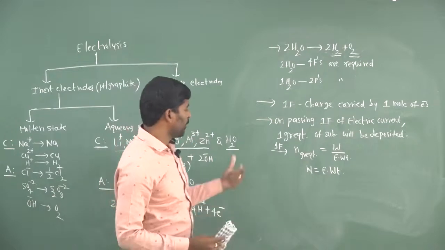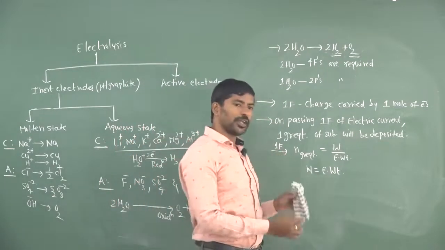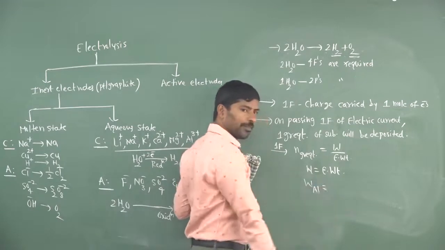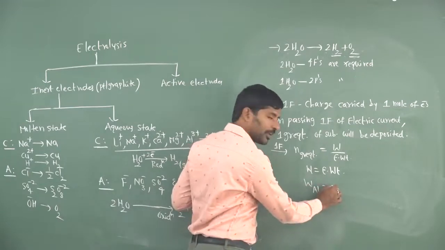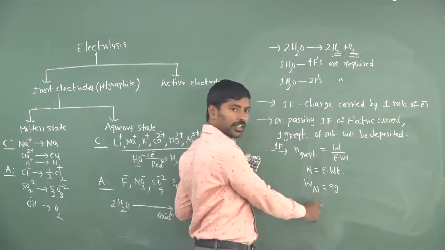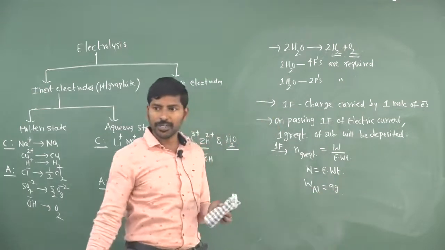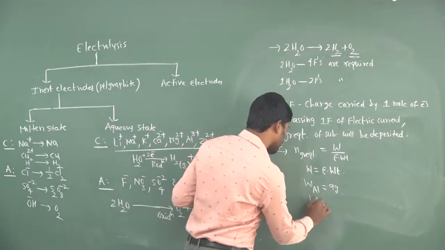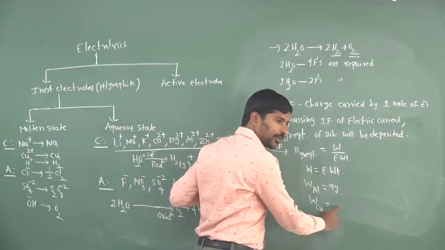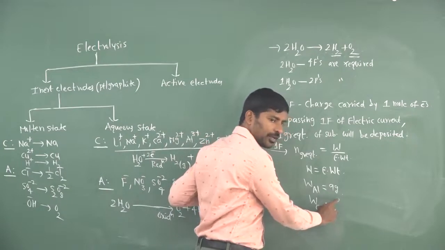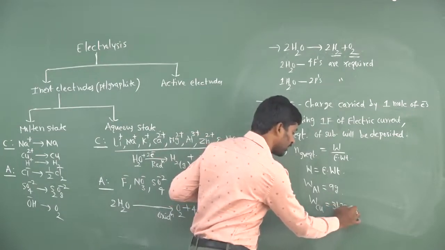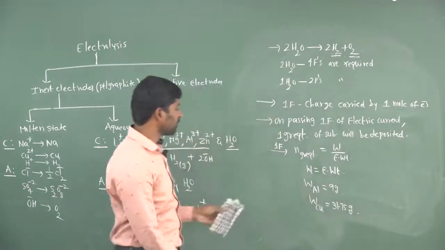For example, if you pass 1 Faraday of electric current, what is the weight of aluminum deposited? What is the equivalent weight of aluminum? 27 by 3, that means 9 grams. If you pass 1 Faraday, what is the weight of copper deposited? Copper atomic weight 63.5 by 2, that means 31.75 grams. Like that.